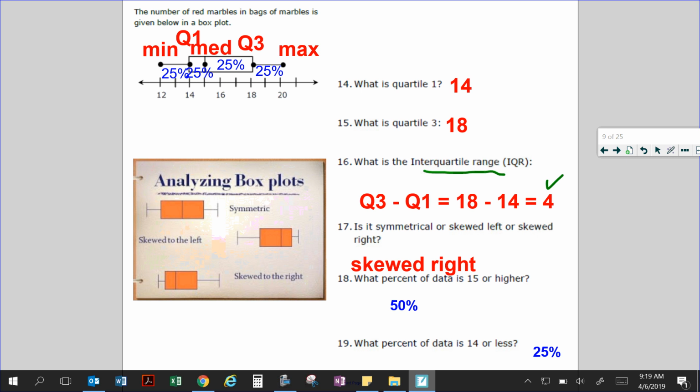Is it symmetrical, skewed left, or skewed right? If you look at this, it's not really symmetrical because the left side doesn't look like the right side. This one has less data. It's more spread out right here on the right side. So it's skewed to the right. What percent of data is 15 or higher? So here's 15. Here the numbers are higher. So what percent is it? 25 plus 25 is 50%. What percent of data is 14 or less? From here to here, that's one part of it, 1/4 of the box, so it's 25%.